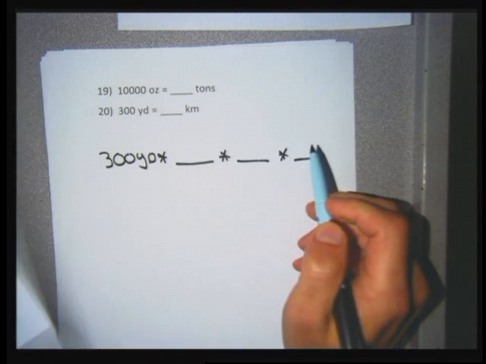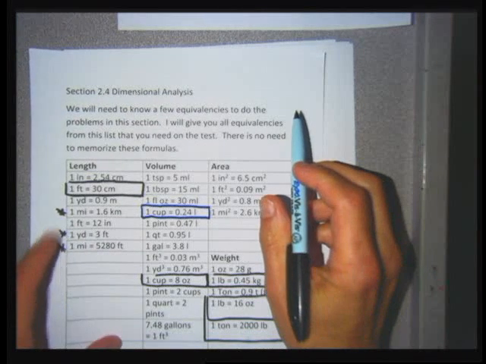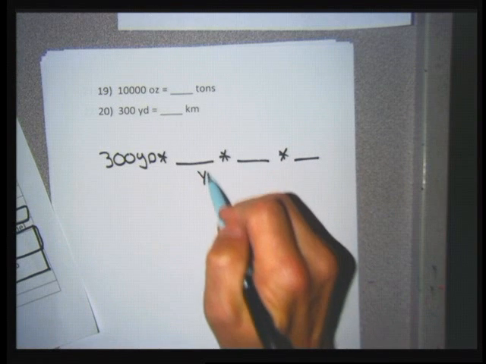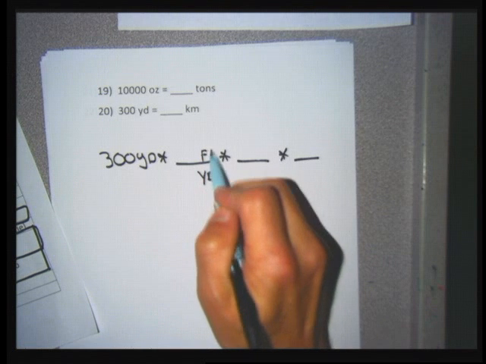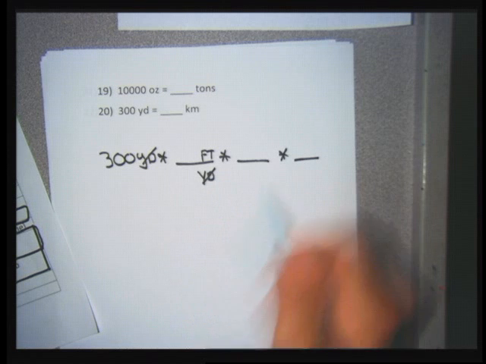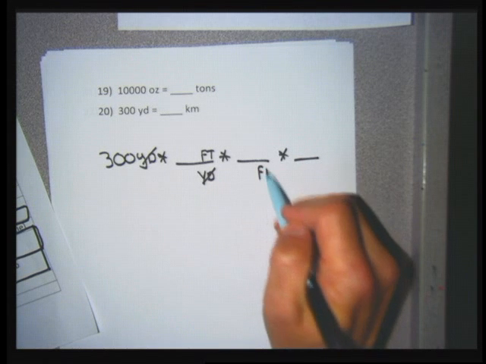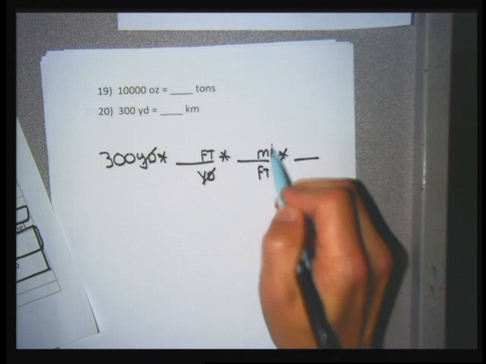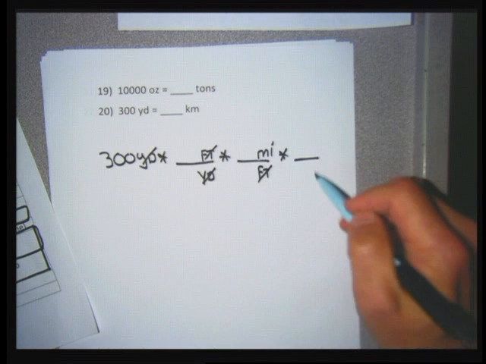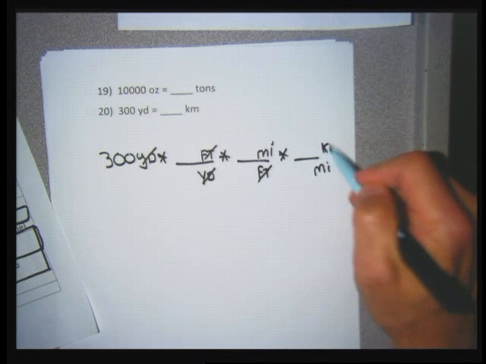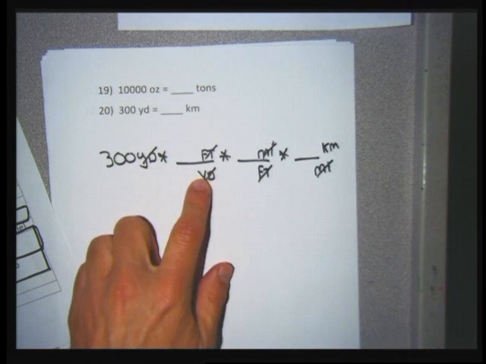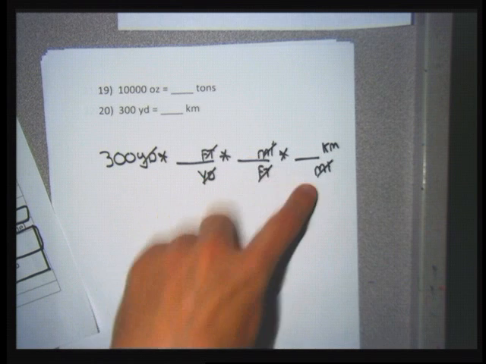And unit-wise, the first fraction is going to get from the yards to the feet. So I'm going to get rid of yards, and I'm going to wind up in feet. And that's going to cancel the yards. The second thing I want to get rid of is feet, and I'm going to end up in miles. It's going to cancel the feet, end up in miles, and then I want to get rid of the miles and end up in kilometers, so the miles will cancel, and there's the units I need. So I started with yards, got rid of the yards, got feet, got rid of the feet, got miles, got rid of the miles, got kilometers.